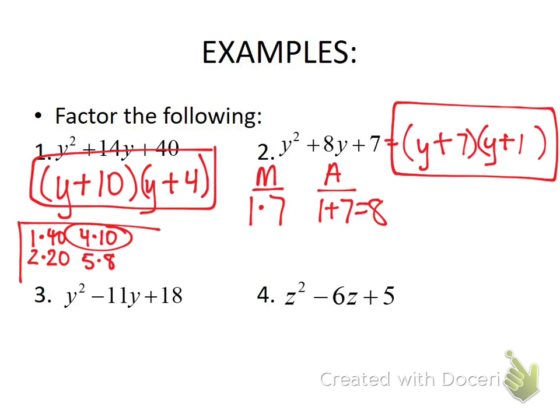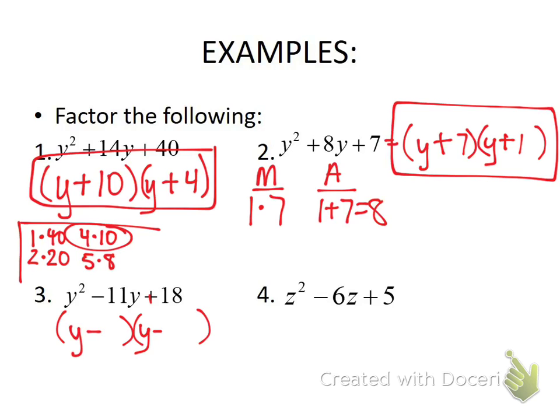All right, number 3. What's going to go in front of my binomials? Y's. What are my signs going to be? Negative and negative. Here, the plus sign in the back says our signs need to be the same. The minus sign in the middle says they both should be negative.